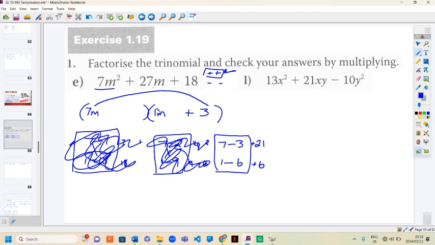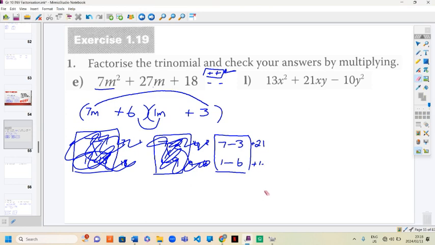And then I've got 1 multiplied with, now it's my inner ones. So it's my outer ones multiplying together and my inner ones multiplying together. So 1 multiplied with positive 6 gives me positive 6, and there we go. That's how you do these tricky ones. It's not too difficult actually.